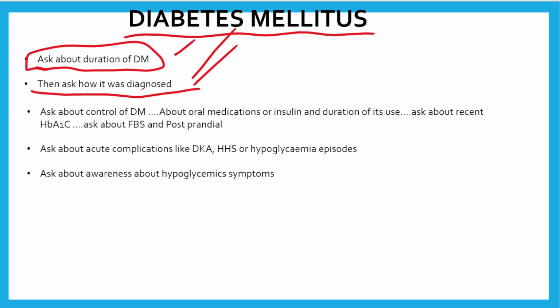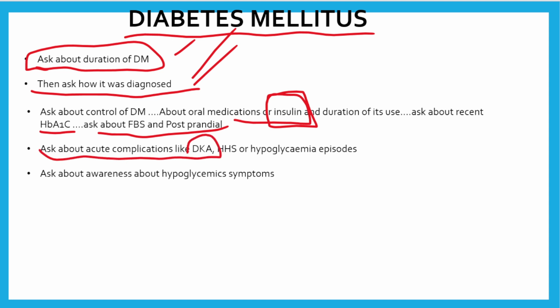Then we'll ask about the control of diabetes and what medication the patient is using, particularly if the patient is using insulin. We will ask about what type of insulin, compliance with the medication, and we will ask about recent A1C, ask about fasting and postprandial value if the patient knows it, and then we will ask about acute complications like DKA.